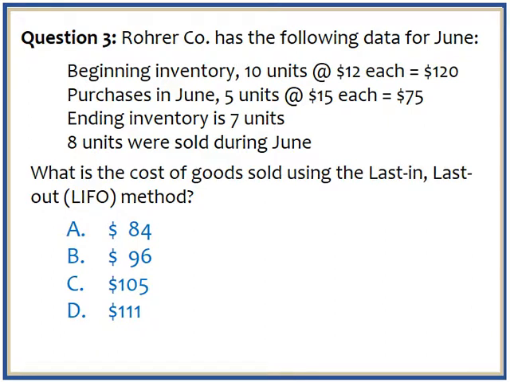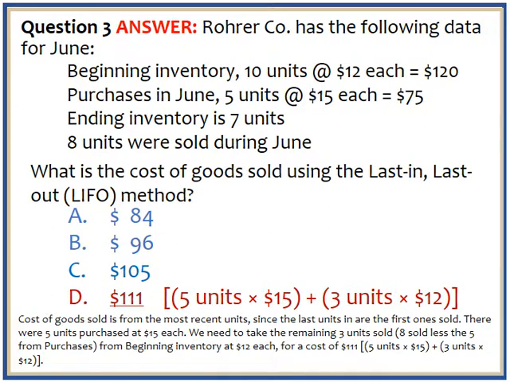The third question reads, Rohrer Company has the following data for June. Beginning inventory, 10 units at $12 each equals $120. Purchases in June, 5 units at $15 each equals $75. Ending inventory is 7 units, and 8 units were sold during June. What is the cost of goods sold using the last in, last out LIFO method? The choices are $84, $96, $105, or $111.